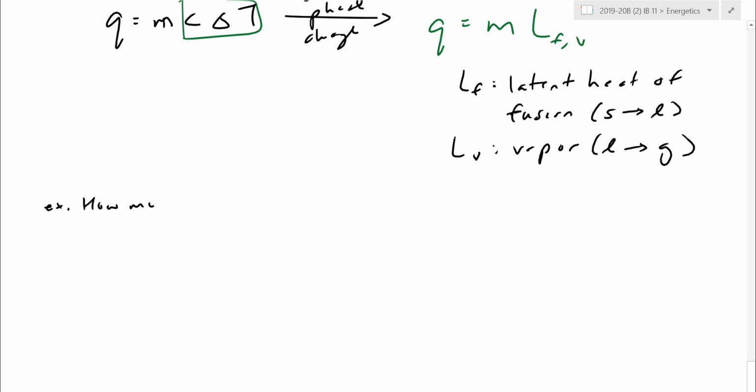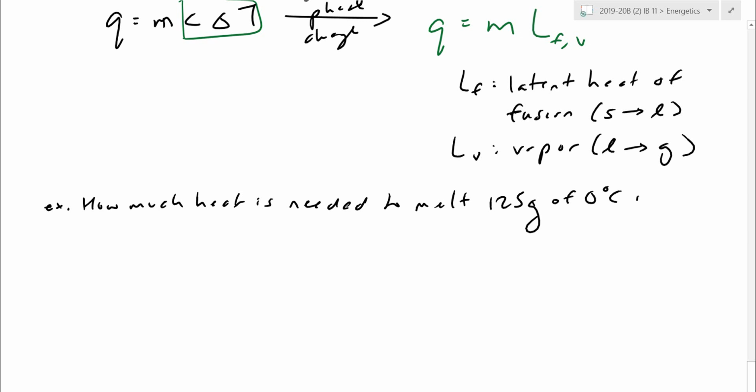How much heat is needed to melt? Let's take that same 125 grams. This time I'm going to have it as 0 degree ice. 125 grams of 0 degree Celsius ice. I already am at the melting point, so I don't need to transfer in any heat to 0 degree water. So imagine heat is being added very evenly.